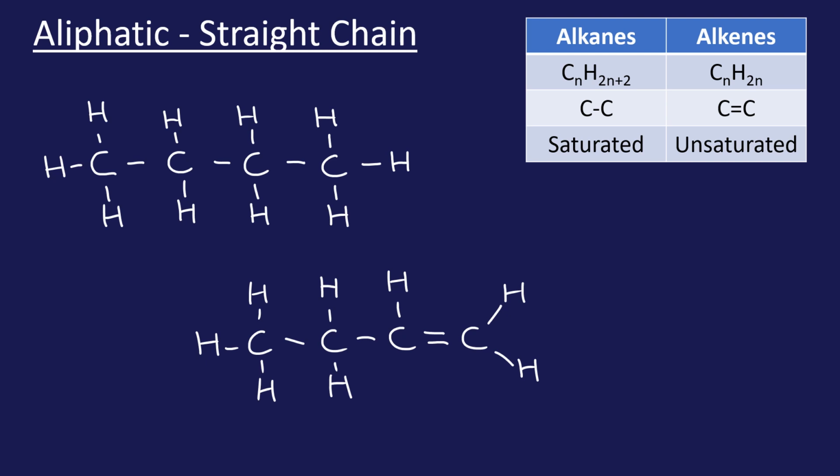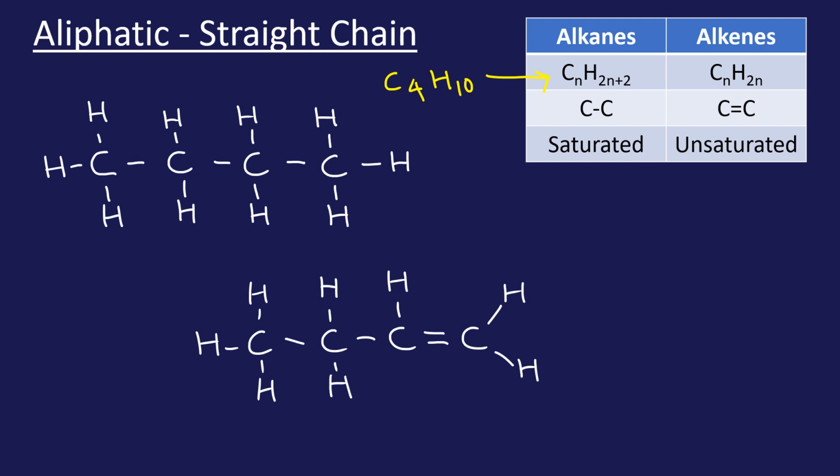Let's look at some examples of straight chain aliphatic then. The top one is a straight chain aliphatic alkane. I know it's an alkane because it only contains carbon-carbon single bonds, and if you were to count, you'll recognise that it matches the general formula. So we've got C4, 4 carbons, and if you count the hydrogens, we have 10. So it matches the general formula. 2 times 4 is 8 plus 2 is 10. So it matches CnH2n+2. That's classed as saturated because it only contains single bonds.